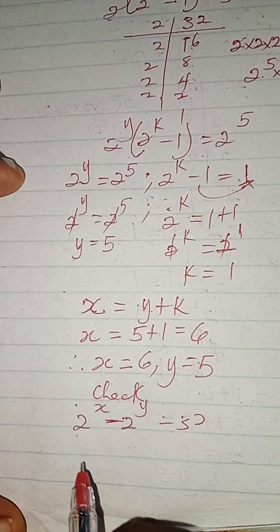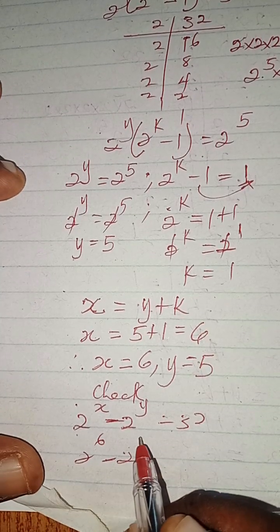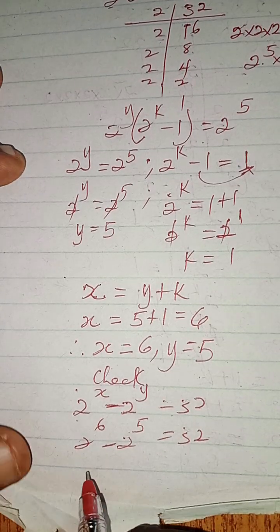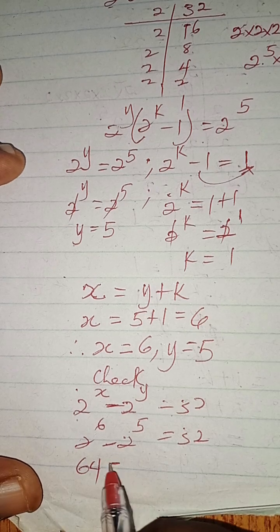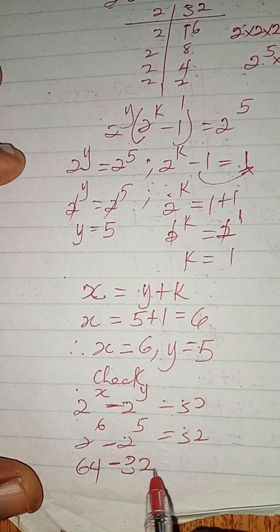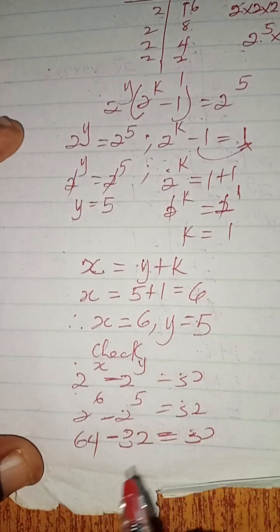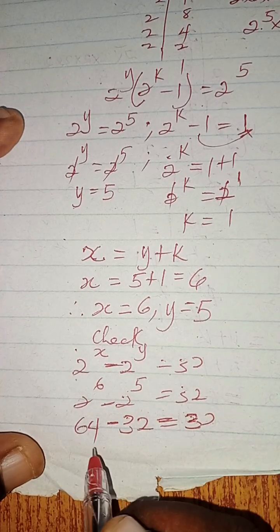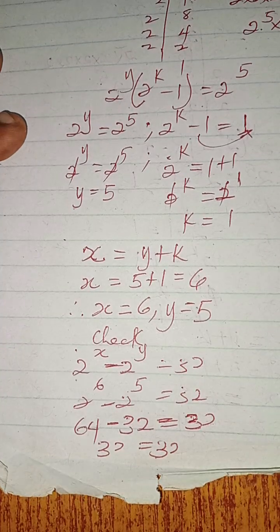So here you have 2 raised to the power of 6 minus 2 raised to the power of 5, which is equal to 32. So what's 2 raised to the power of 6? That's 64. What's 2 raised to the power of 5? That's 32. So what's now our answer? 32. So here what do you now have? This is 32. 32 equals 32. From our checking, we discovered that we got the answer.